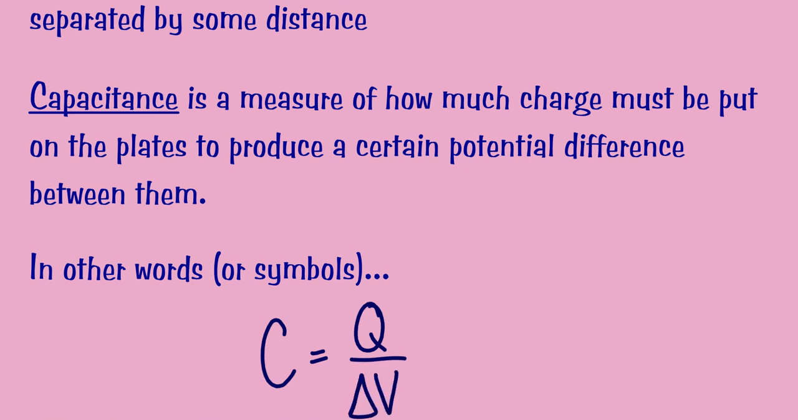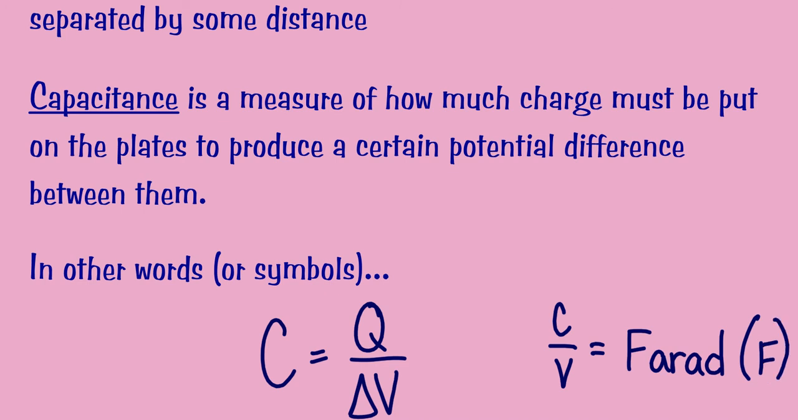When we're dealing with the charge in this case, we're looking at the magnitude of the charge on one of our two plates, or one of our two conductors, and delta V is the potential difference between them. We know that charge is measured in coulombs, and potential difference is measured in volts. A coulomb per volt is otherwise known as a farad, which is the unit that we use for capacitance. It has a symbol of a capital F.